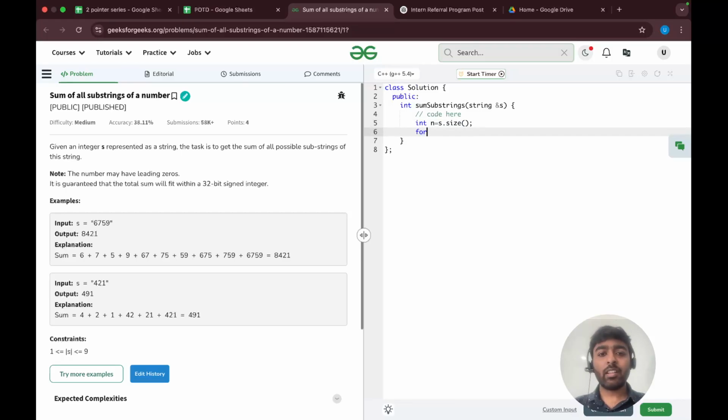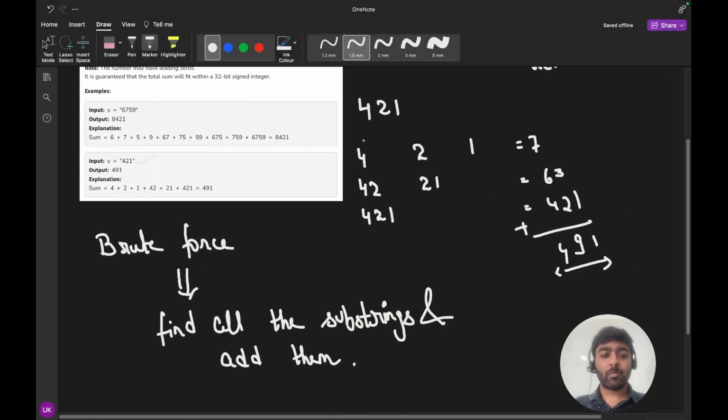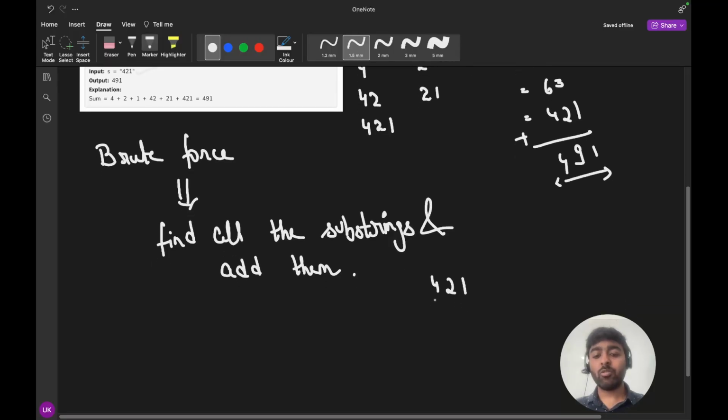For finding the substrings, you know that we have to run an O of n square loop, so we will run two loops. For i equal to 0, i less than n, i plus plus. First loop: in 421, we have to find all the substrings. I will start my i pointer from the 0 index and traverse it to the end of the array. Whenever I am at i, I start my j pointer from this i position and traverse to the right side. So when j is at the ith index, 4 will come.